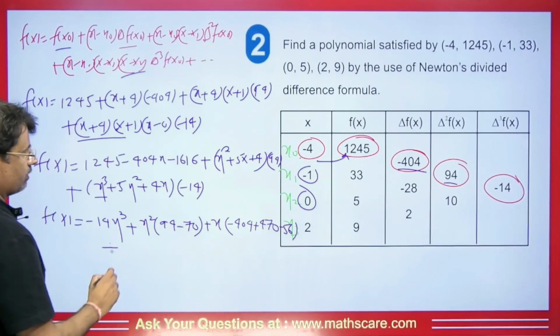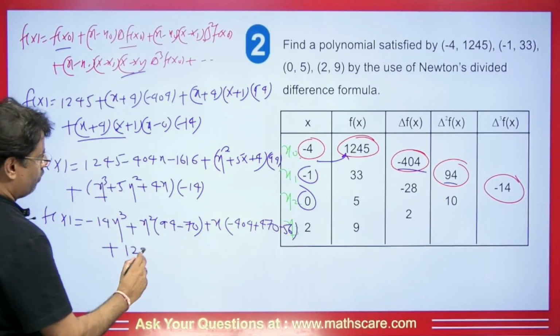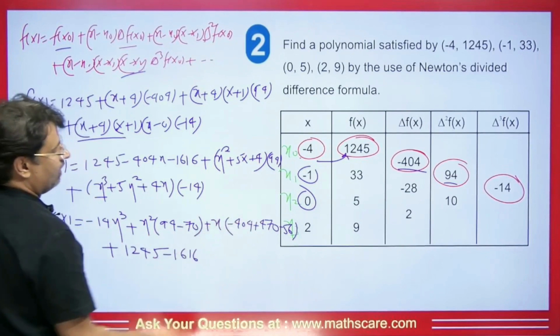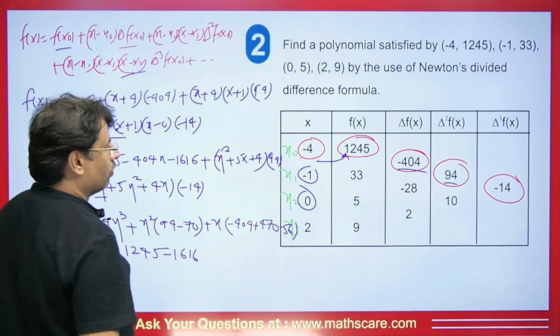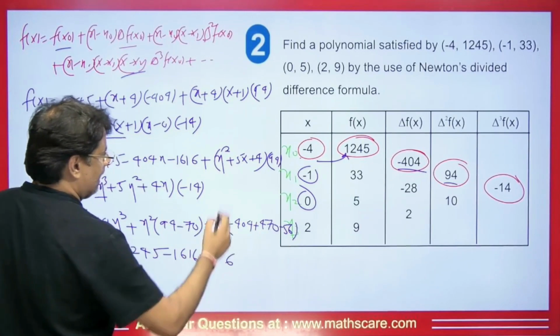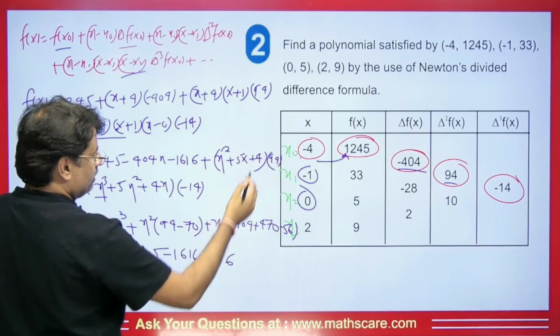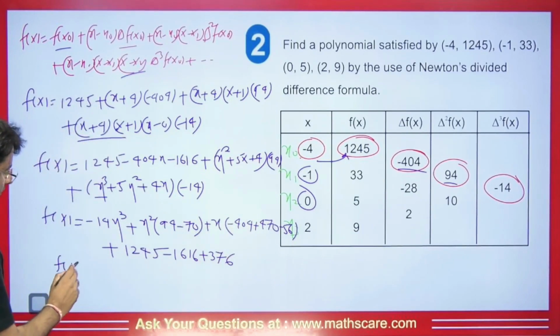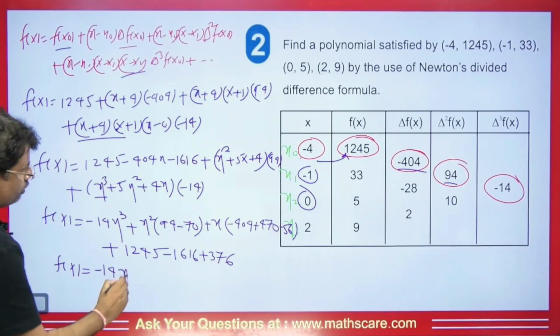Now let's see at last what is coming as constant. It should be 1245. So this will be minus 1616 here. This will be 94 into 4. So here this will be 6, and students, 9 into 4 is 36 and plus 1 is 37. So this is the value of this. We will simplify this. fx is equal to minus 14x cube.